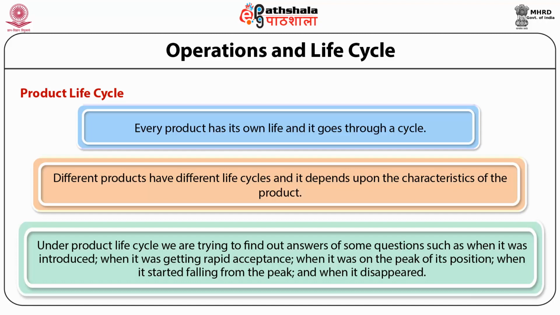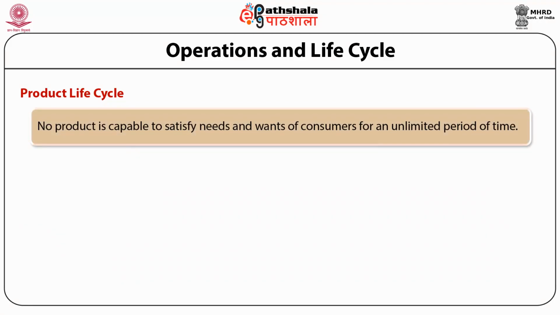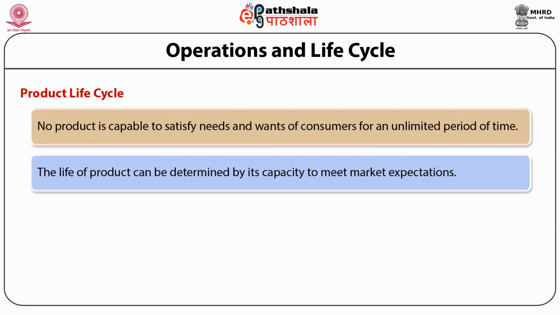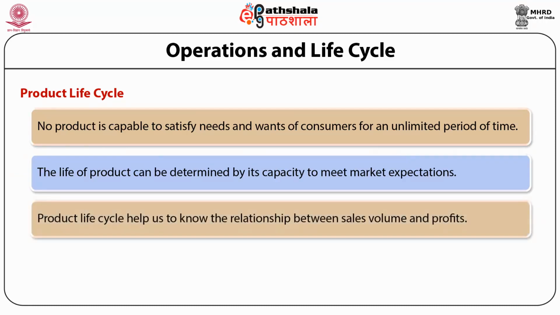A product passes through certain stages during its lifespan. No product is capable of satisfying the needs and wants of customers for an unlimited period of time. The sales and profits of products differ over time. The life of a product can be determined by its capacity to meet market expectations. The existence of a product depends upon its capability to satisfy its customers' requirements. Product life cycle helps us to know the relationship between sales volume and profits.